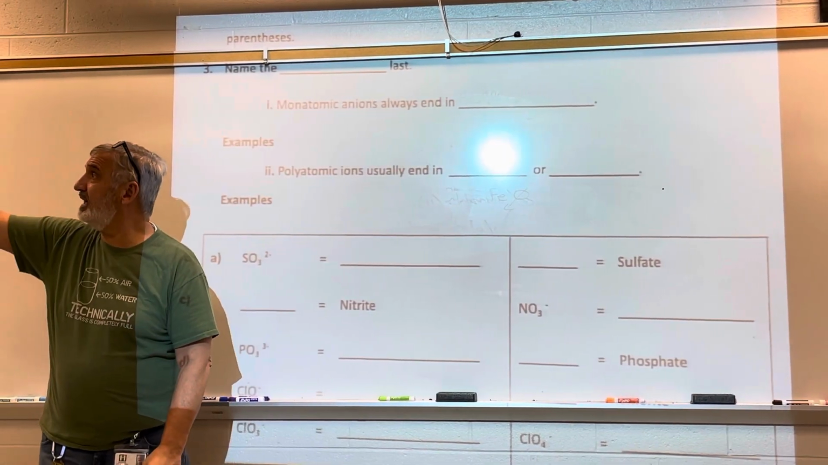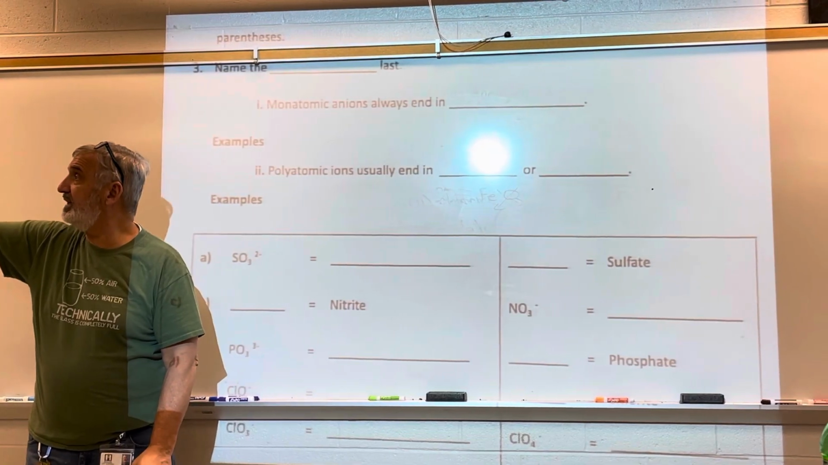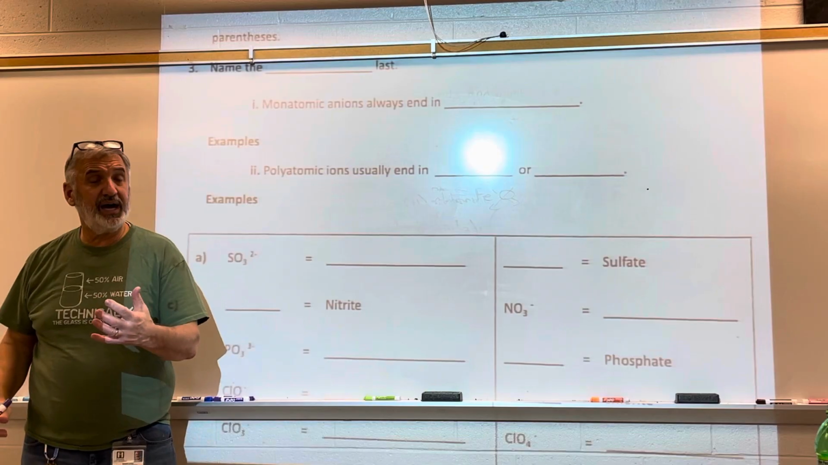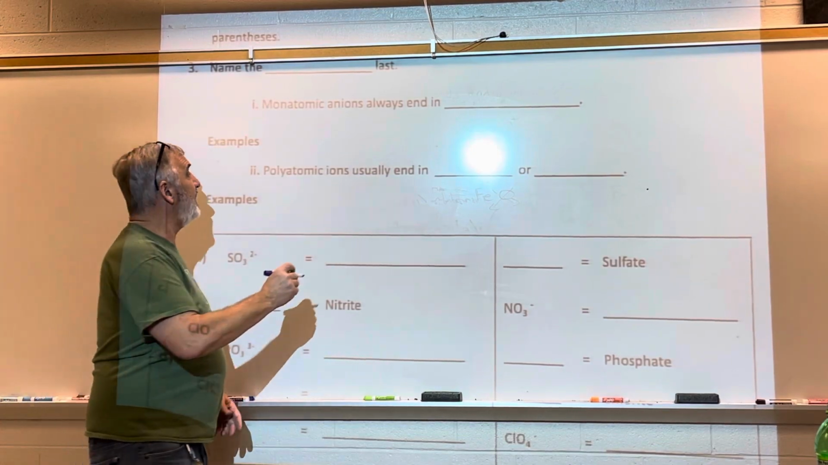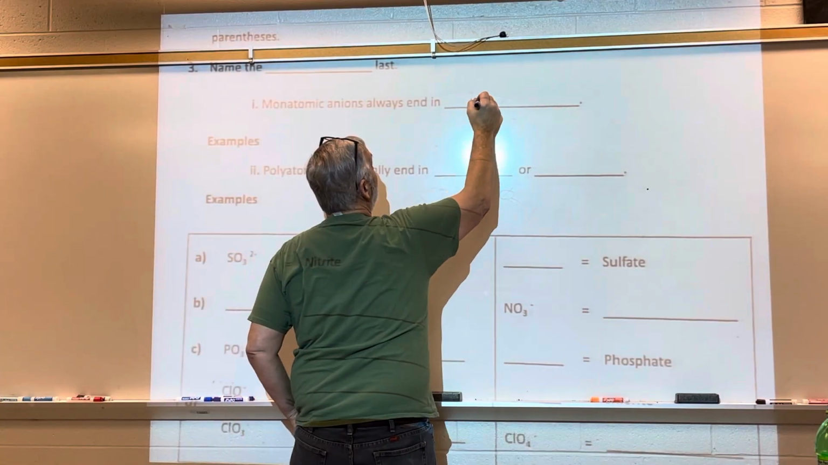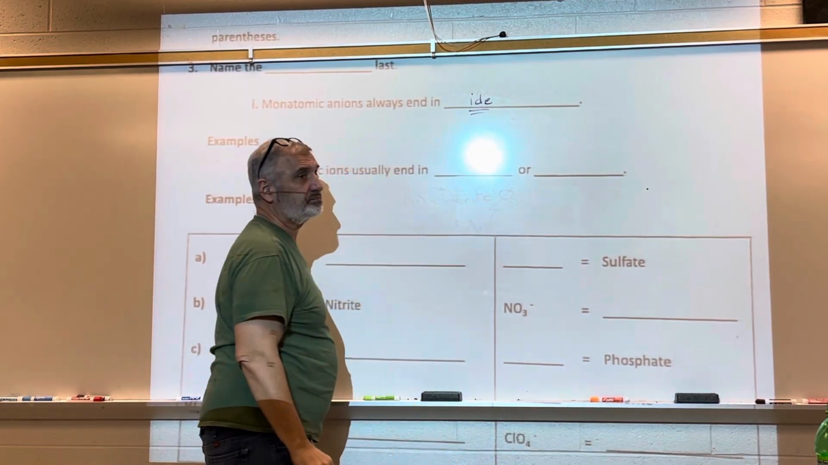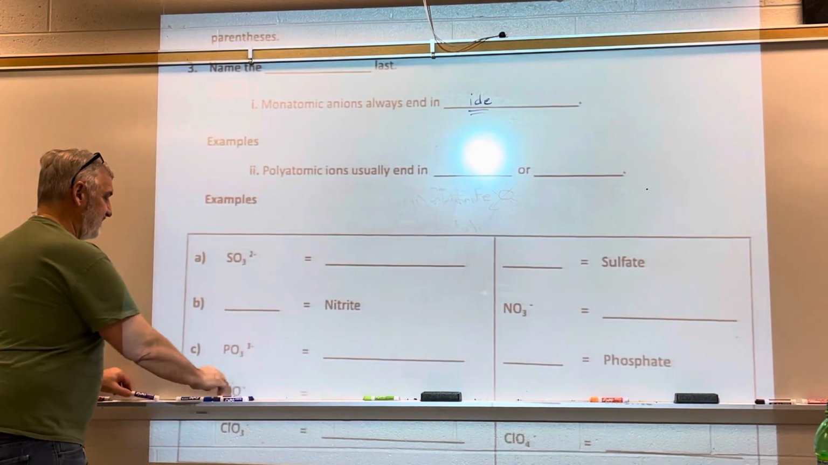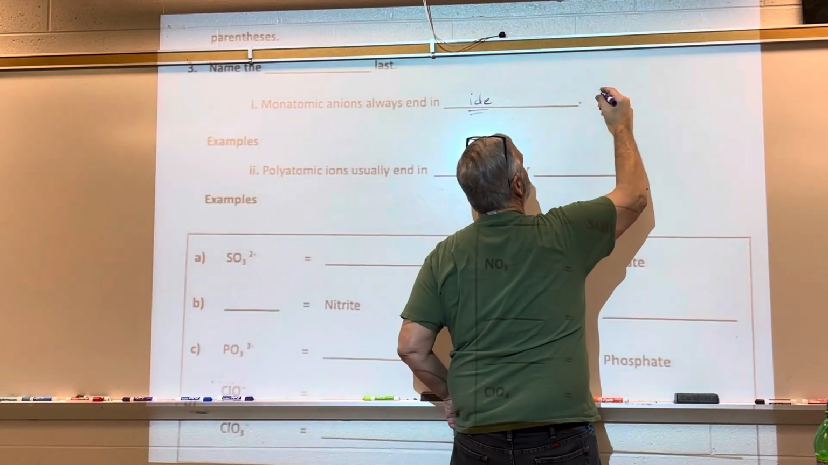These polyatomic ions, known as chromate, is Cr and O. Okay, hypochlorite is Cl and O. Nitrate is N and O. Monatomic is just going to be N, or just going to be Cl, or just F. Monatomic ions end in IDE. Okay, that's the suffix. Now there have to be exceptions. There are 2 exceptions to this.